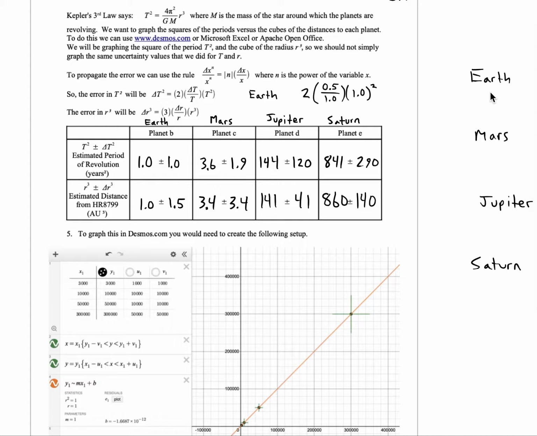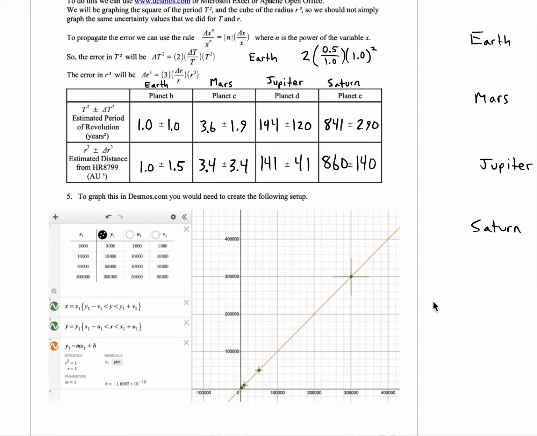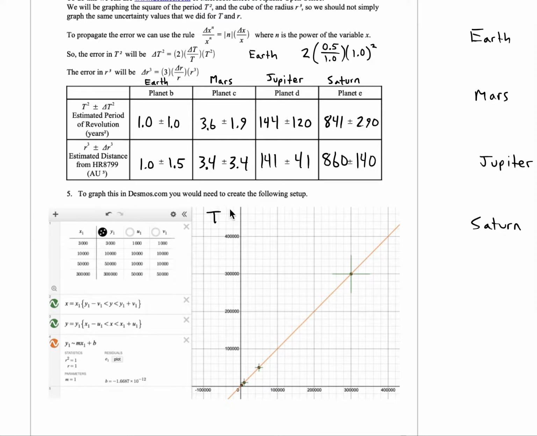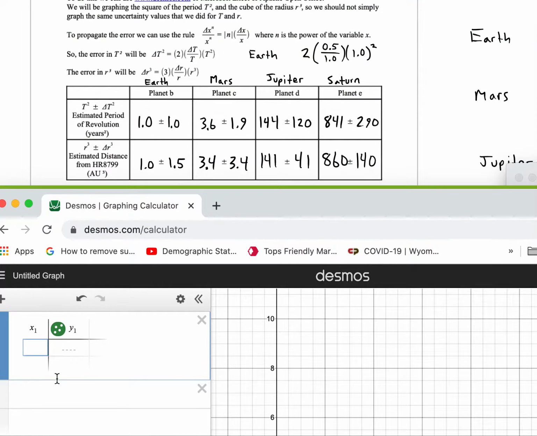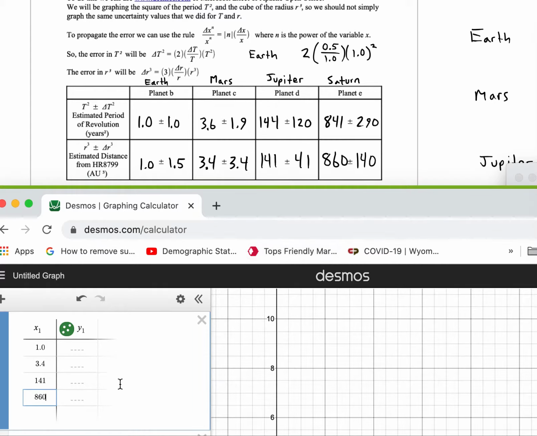All right, looks good. Now we want to go to Desmos.com, see if we can set it up. We'll put the period as our y values, but it's the period squared. And then we'll put the r cubed as our x values. Let me pull up Desmos here. All right, so we'll just click plus to add a table here. And we don't have to change the letters really. Yeah, we'll just put in the data that we had. So radius goes in the x. So 1.0, 3.4, 141, and 860. Then for our period squared, we'll want 1.0, 3.6, 144, and 841.